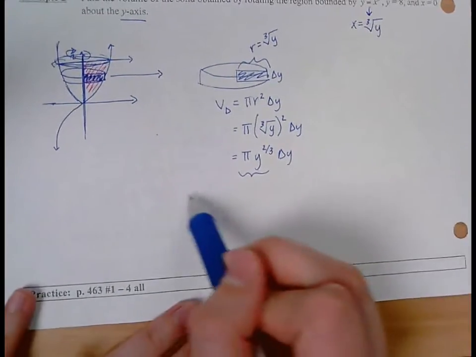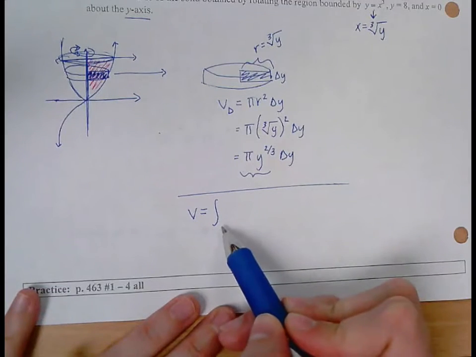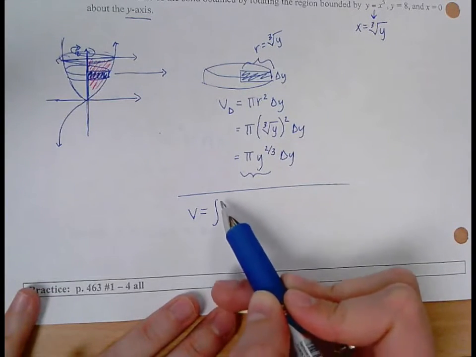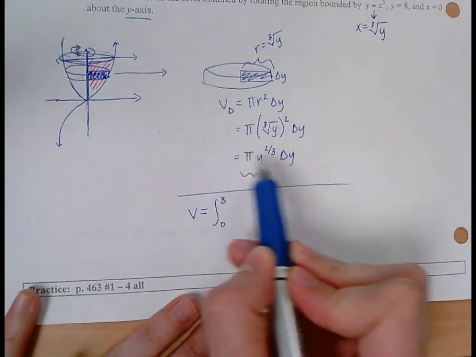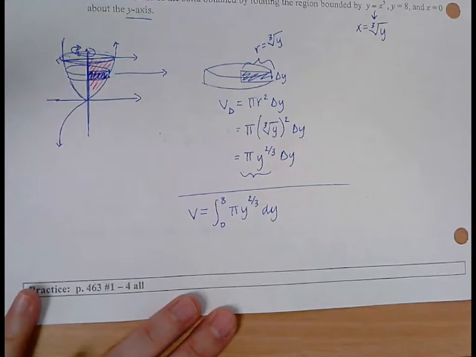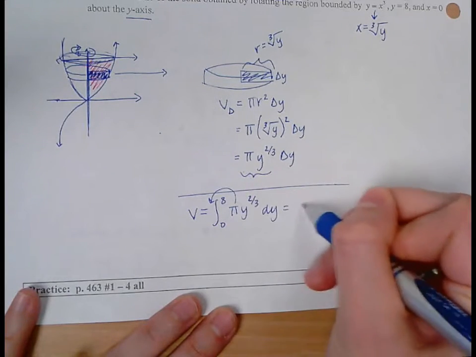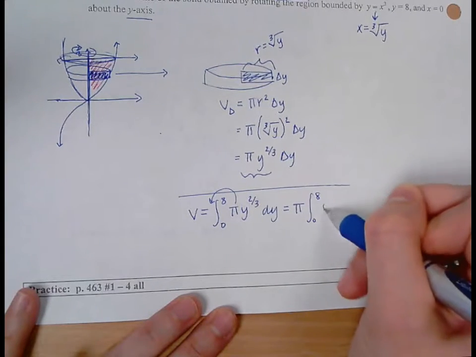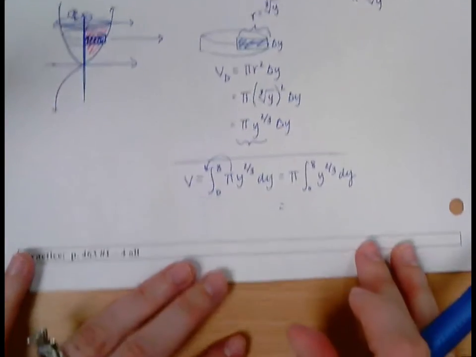So your integral then, the exact following would be the integral from, our limits of integration should be y values. What y values are we in between? 0 and 8. Okay, and then we're integrating pi times y to the 2/3, and then dy. And again, if you wanted to, you could write the pi in front. You could do that right away as well. If you don't write it out in front, it's not going to affect what you're doing.